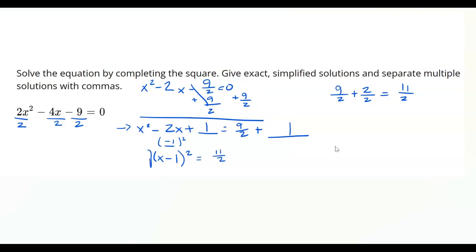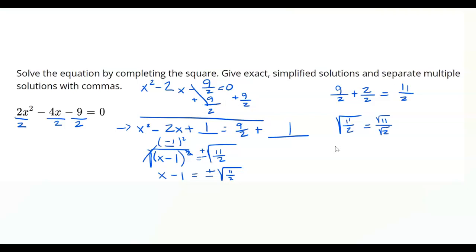Now I want to solve it, so I'll square root both sides. Remember to put the plus or minus when I'm putting the square root on myself. Those cancel. I end up with x minus 1 equals plus or minus square root of 11/2. Now let's look at the square root of 11/2. We know in our final answer we cannot have a radical in the denominator. And if you remember, square root of 11/2 really equals square root of 11 over square root of 2.